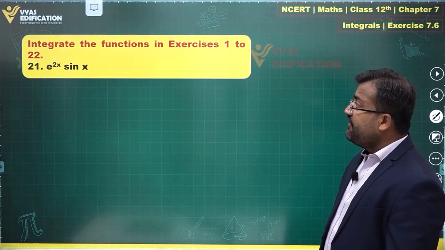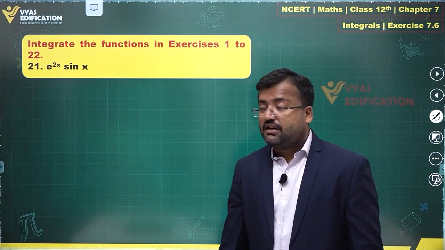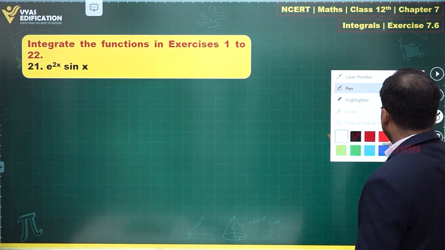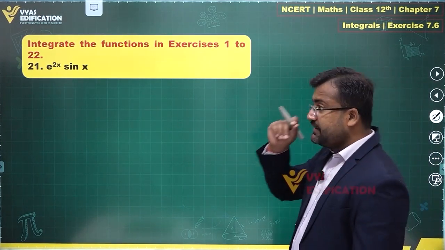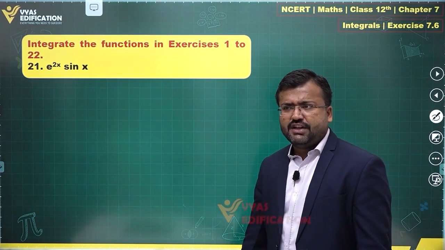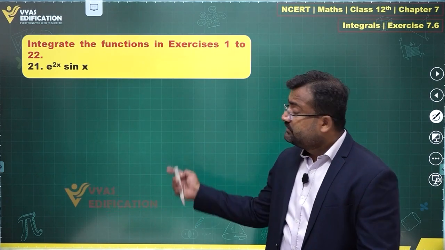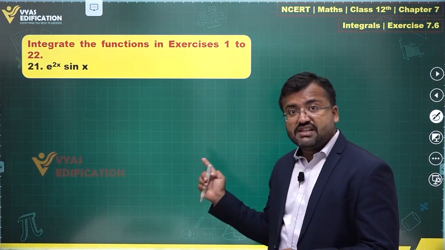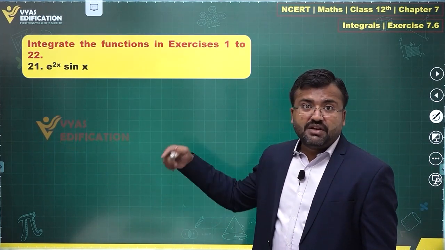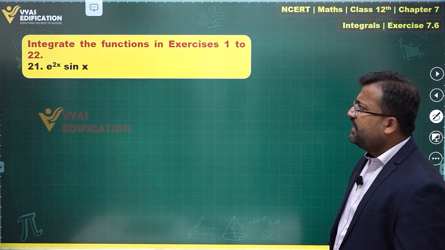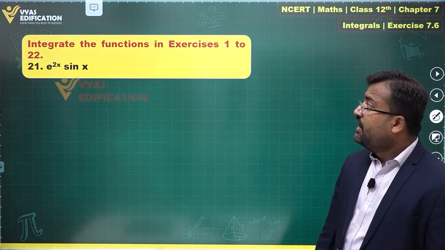21st question says you have e power 2x times sin x. And how do we handle this? Okay, e power 2x sin x. The way of handling this kind of expression is, can we solve this again with the help of the ideas that we have just discussed? E power x times fx plus f prime x. You would realize, okay, this will not be easy.